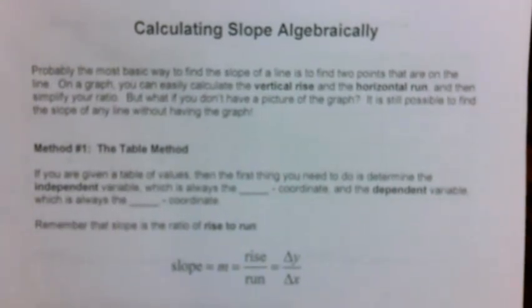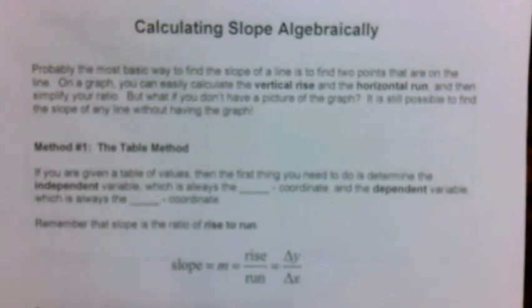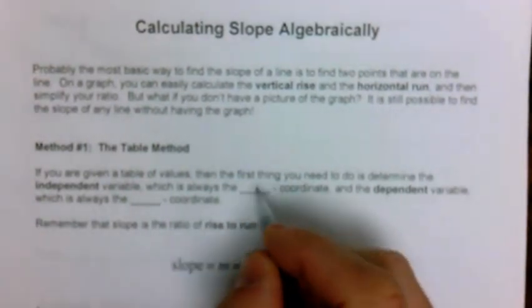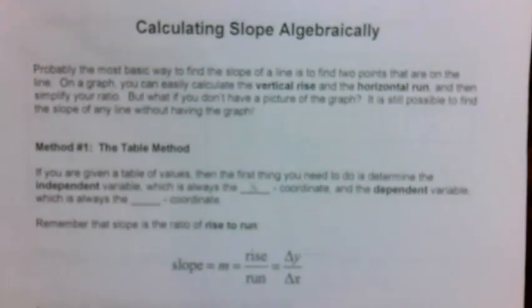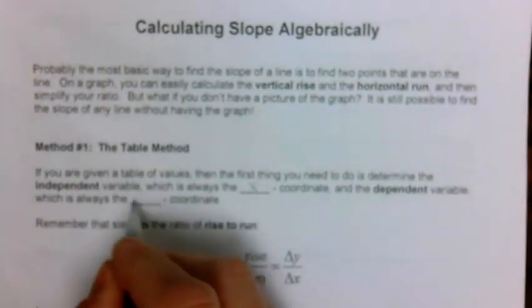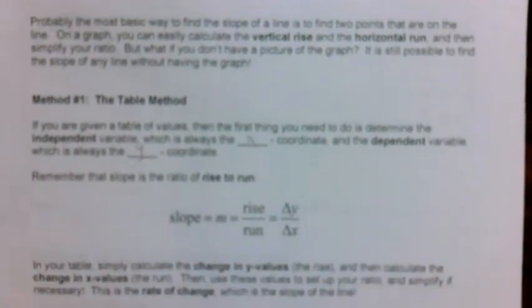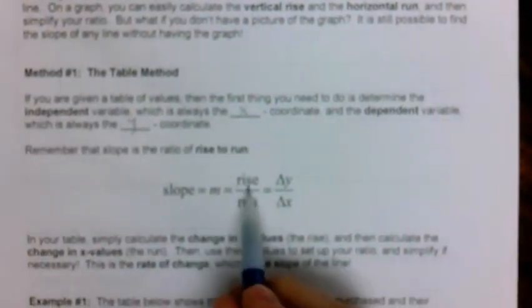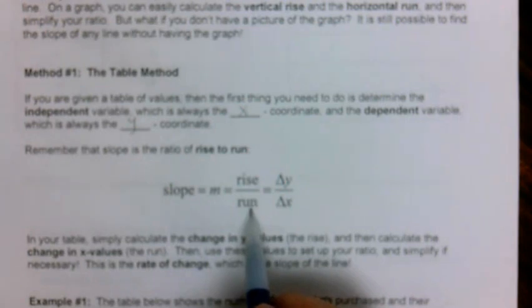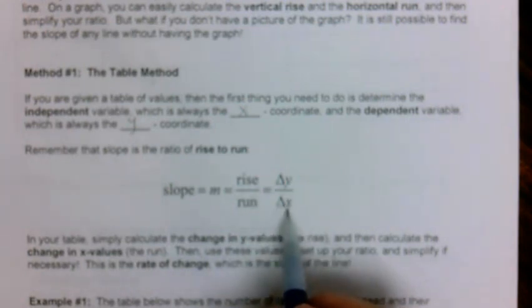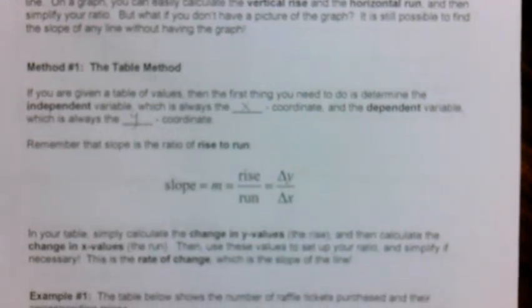If you are given a table of values, then the first thing that you need to do is determine the independent variable, which is always the x coordinate, and then you need to determine the dependent variable, which is the y coordinate. And it's important to remember that for slope m, you do the vertical rise over the horizontal run, or delta y over delta x, the change in your y values divided by the change in your x values.